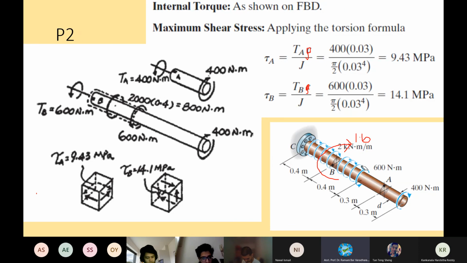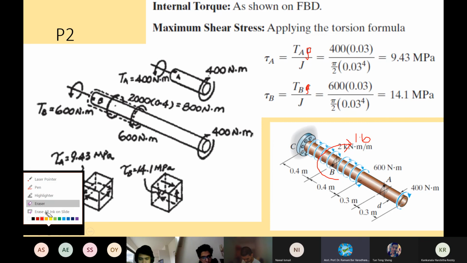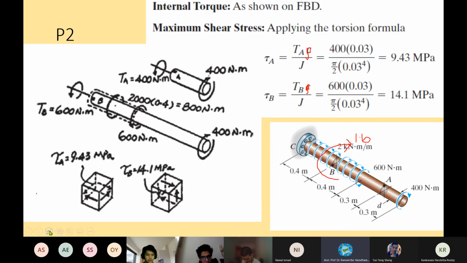You have this one clockwise, and this 600 is acting anti-clockwise. So you will have subtraction, right? When you subtract, how much is the remaining value? 1000, isn't it? 1000. Then moving on, you come over here, you see this diagram. For this value, only 400 is acting in the clockwise direction. Up to A, there is no other moment, isn't it? So it is still 400. Until it crosses 600, it is still 400.